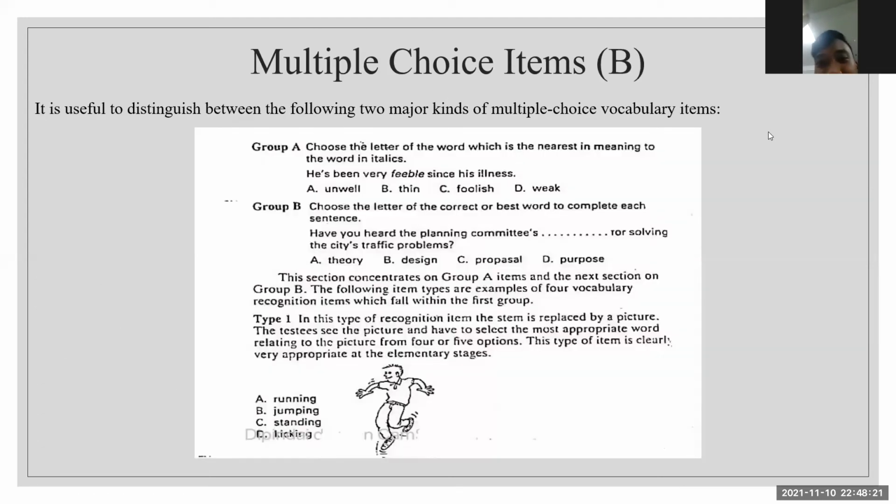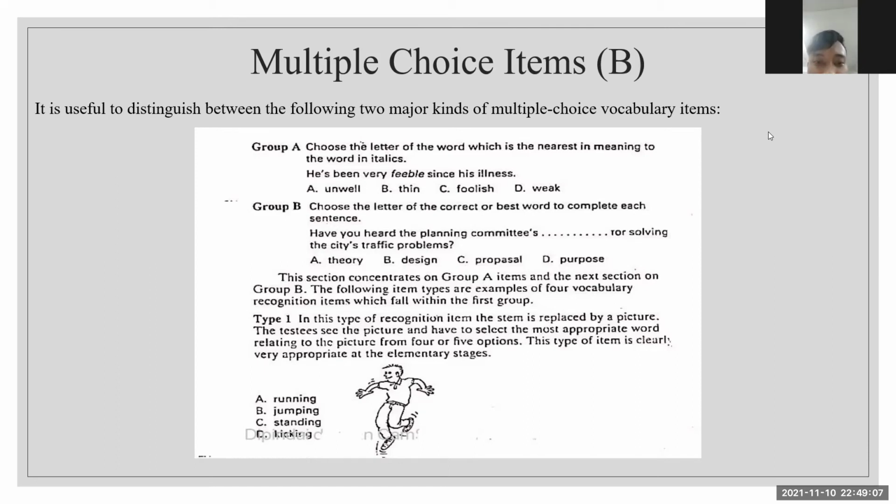Next is multiple choice items A or B. It is useful to distinguish between the following two major kinds of multiple choice vocabulary items. Group A, choose the letter of the word which is nearest in meaning to the word in italics. So this is multiple choice. Please choose the correct answer. And the same for group B.